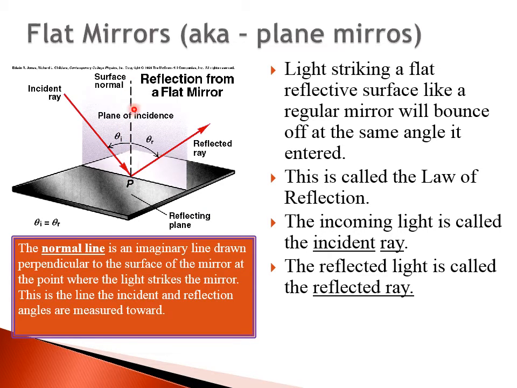The normal line is this dotted line in the picture, and that's an imaginary line drawn perpendicular, or at 90 degrees, to the surface of the mirror. This is the line that the incident and reflected angles are measured to. So you don't want to measure an angle down here with the mirror. You actually measure it with respect to the normal. So here's the angle of incidence, or the incoming angle, and here's the reflected angle, or the angle of reflection.